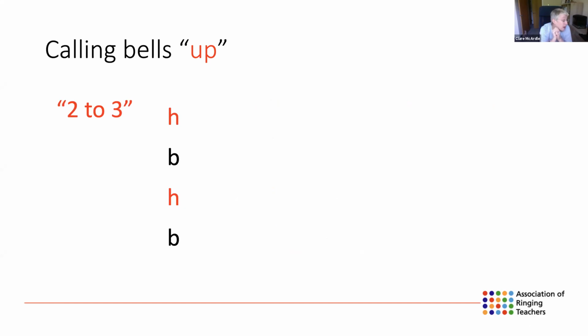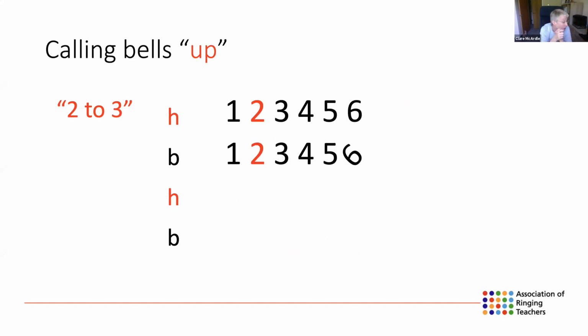The call is made at hand stroke and the bell should not move until the next hand stroke. So 2 to 3 called at the hand stroke here. And the change happens here at the next hand stroke.